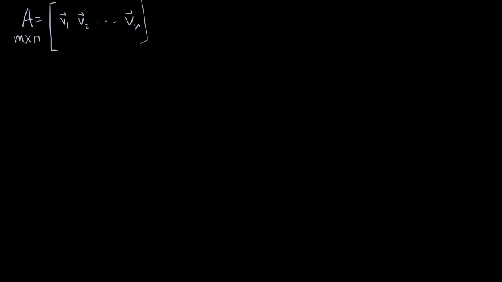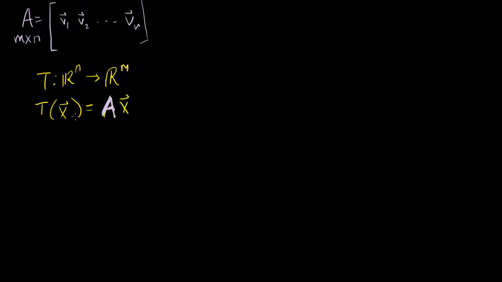And let's say I define some transformation. Let's say my transformation goes from Rn to Rm. This is the domain. I can take any vector in Rn, and it will map it to some vector in Rm. And I define my transformation T of x, where x is some vector in Rn, is equal to that big bold A times the vector x.